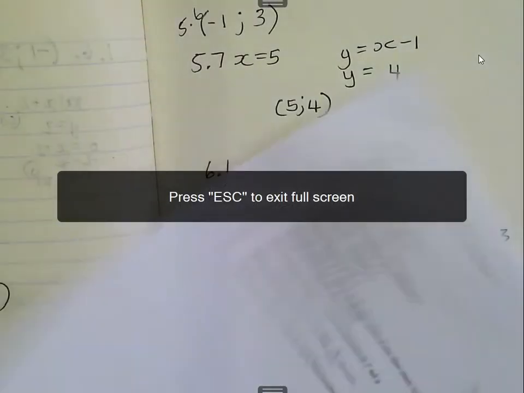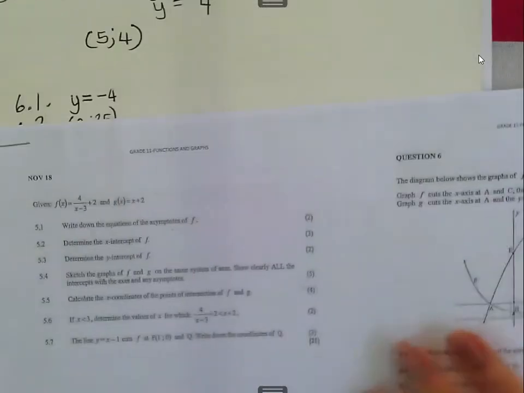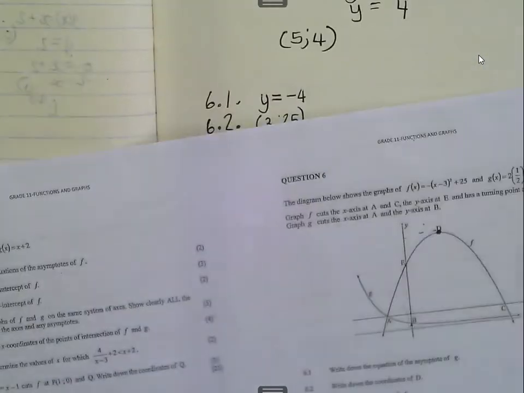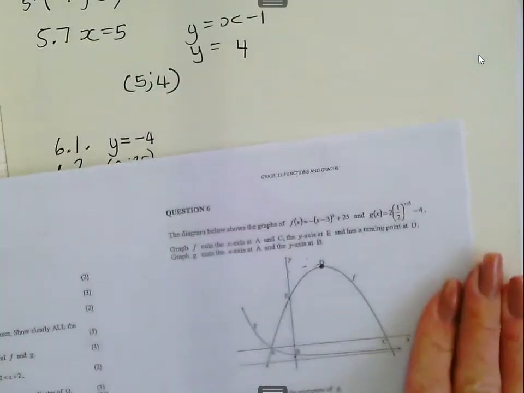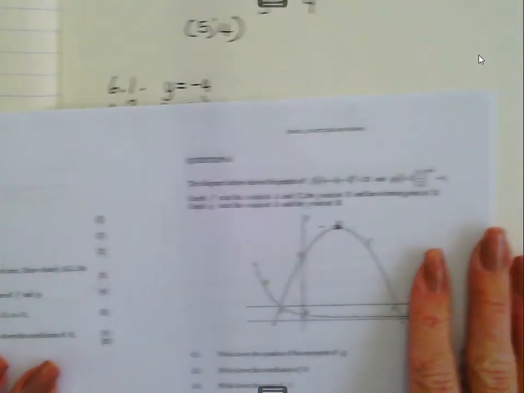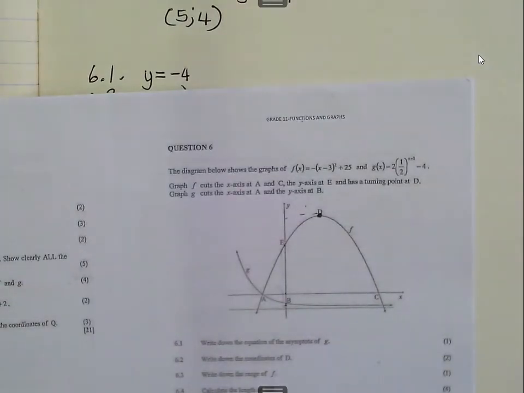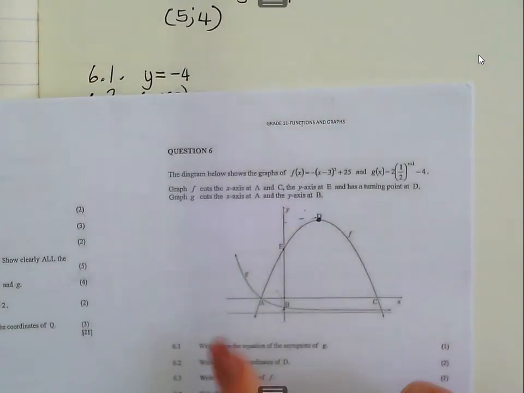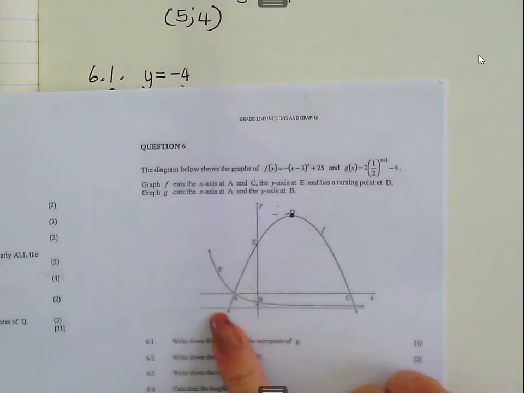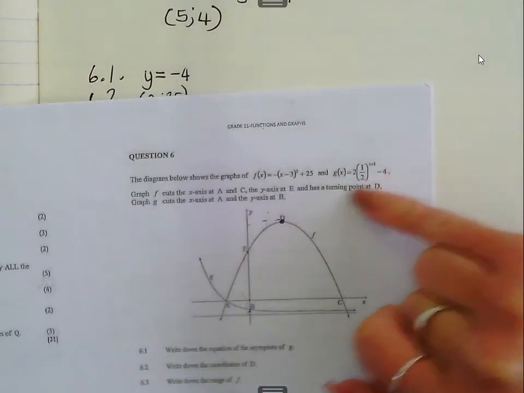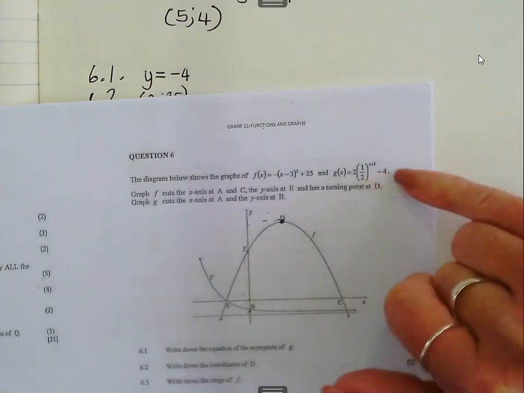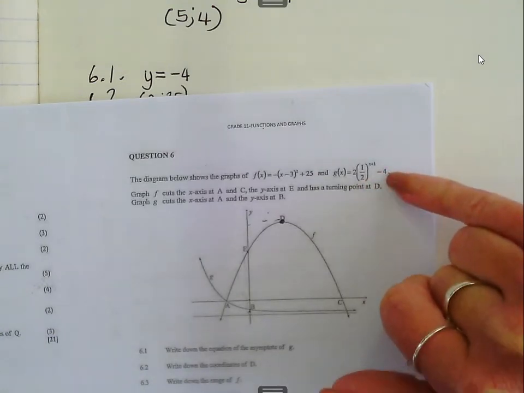Right. Yesterday, we started with the quadratic and the exponential function. I'm going to go through the first answers again, just so that we are on top of it. So we wrote down the equation of the asymptote of g. We got that answer from the function's equation. Y is equal to q, and in this case, q is -4.